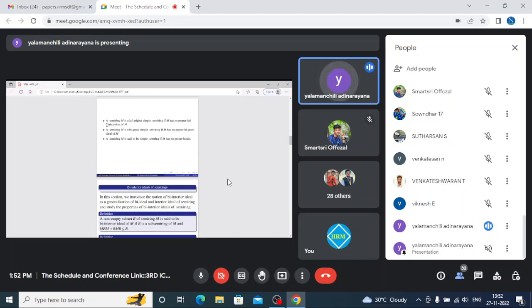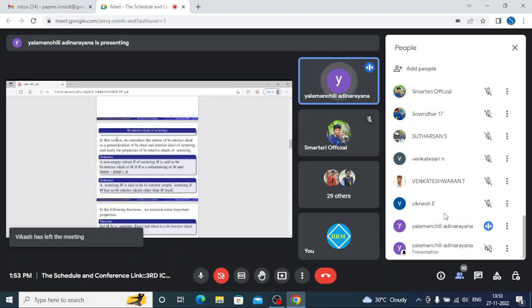One is, a semi-ring M is a left simple semi-ring if M has no proper left ideal of M. That is the first point. The second point is, a semi-ring M is a quasi-simple semi-ring if M has no proper bi-quasi-ideal of M. That is the second condition. And the third one is, a semi-ring M is said to be a simple semi-ring if M has no proper ideal. Finally, using these three conditions, we prove this paper, sir.